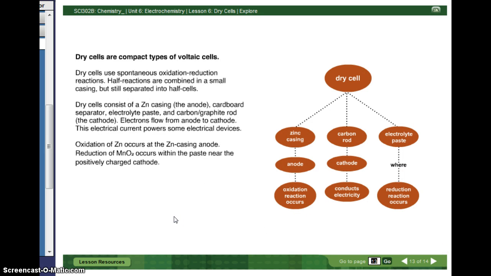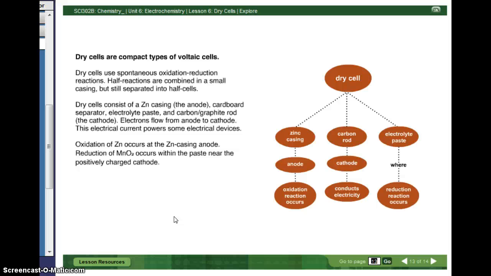Dry cells are compact types of voltaic cells. Dry cells use spontaneous oxidation reduction reactions. Half reactions are combined in a small casing but still separated into half cells. Dry cells consist of a zinc casing, the anode, cardboard separator, electrolyte paste, and carbon graphite rod, the cathode. Electrons flow from the anode to the cathode. This electrical current powers some electrical devices.